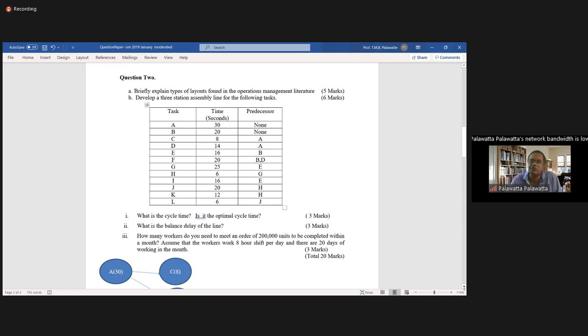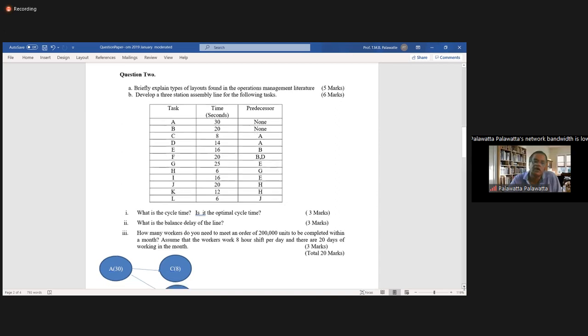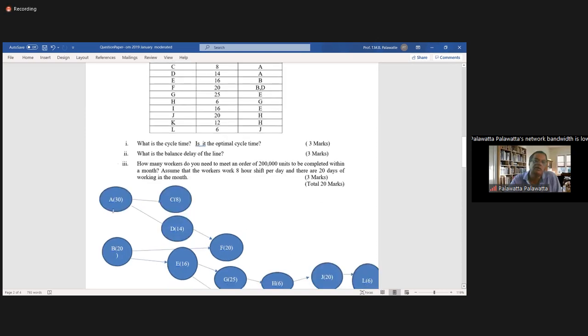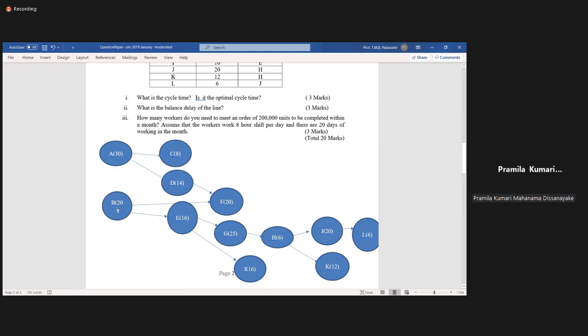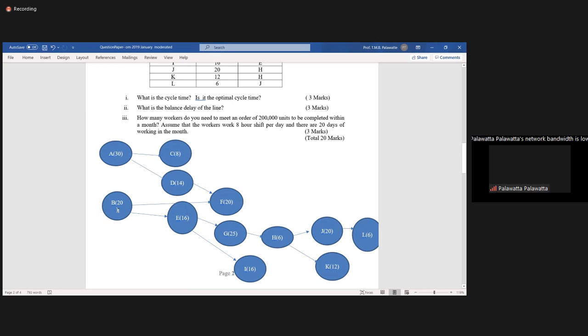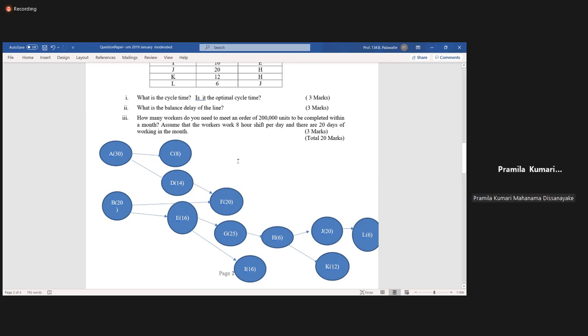But if you have violated the task precedence in this diagram, if you had created a combination, let's say A plus B, let's say A, B... Excuse me, sir. According to the given data, A and B maybe can be at the same time.